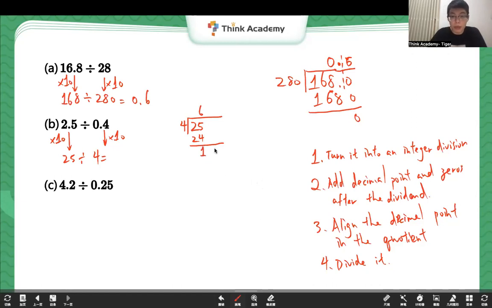But actually, I don't want a remainder. So I'm just putting a few zeros behind. And this 0 drops down to a 0 right here. And remember, align the decimal point in the quotient. So now 4 multiplying 2, that's going to be 8. So I have a 2, and I drop this 0 down. So 4 multiplying 5, that's going to be 20. So now I have my answer, which is 6.25.